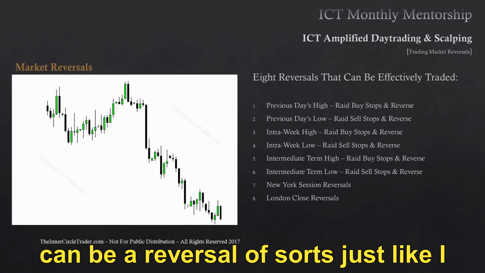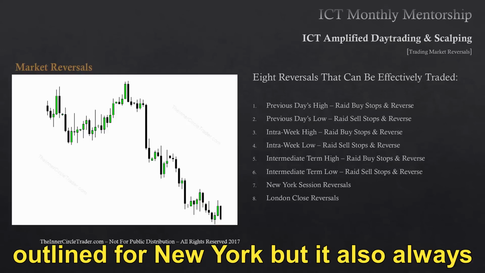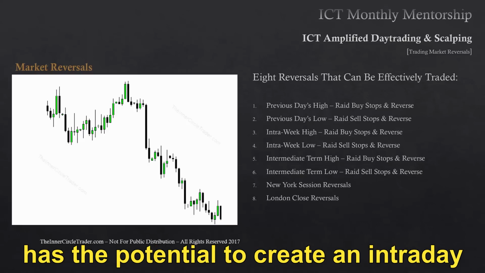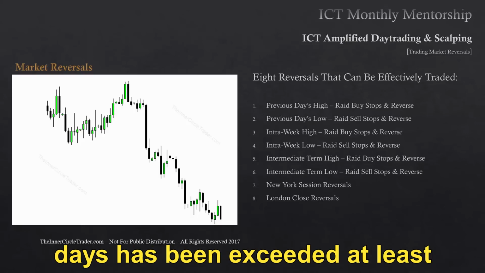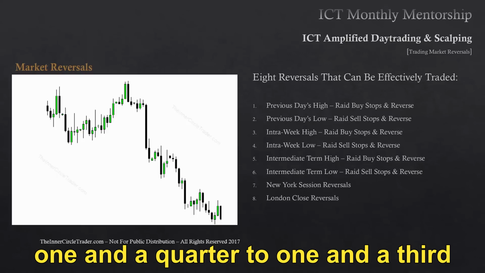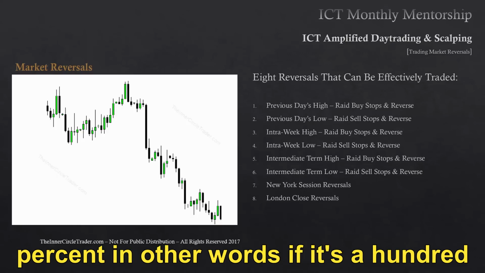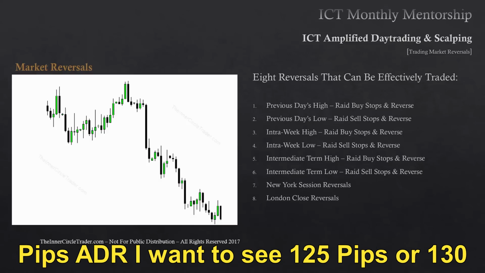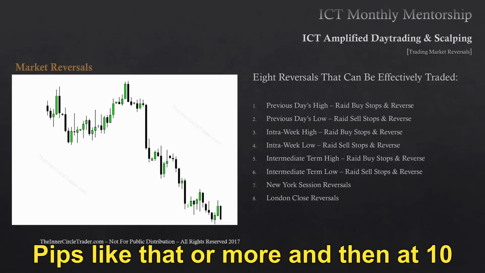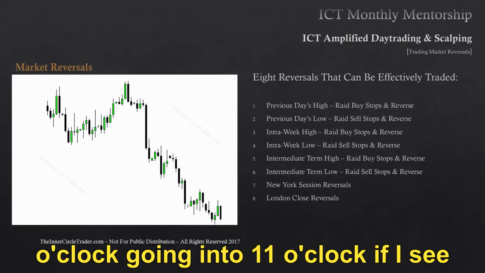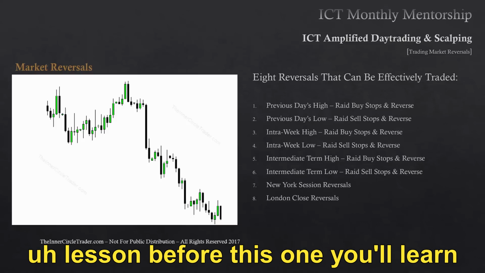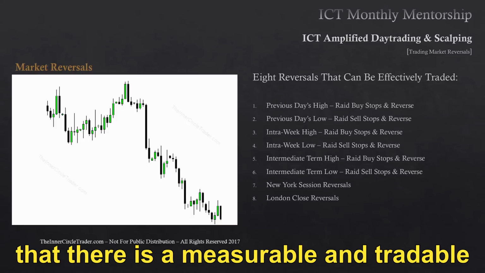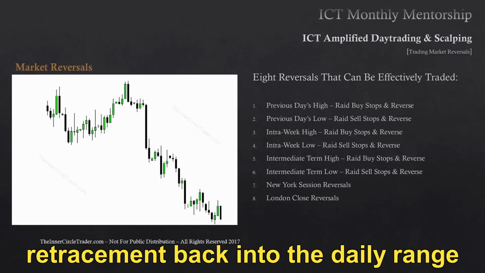But London close can be a reversal of sorts, just like I outlined for New York, but it also always has the potential to create an intraday scalp. But I like to only do it when the average daily range of the last 5 days has been exceeded by at least 1.25% to 1.33%. In other words, if it's 100 pips ADR, I want to see 125 pips or 130 pips, or more. And then at 10 o'clock going into 11 o'clock, if I see some measure of weakness, or if it fulfills the numbers as we taught last lesson before this one, you'll learn that there is a measurable and tradable retracement back into the daily range.